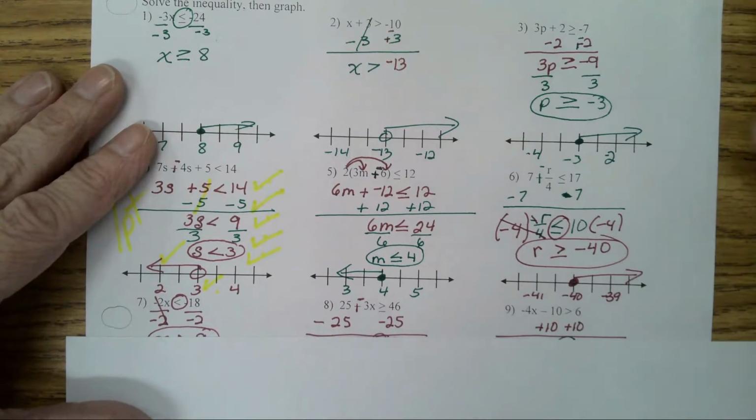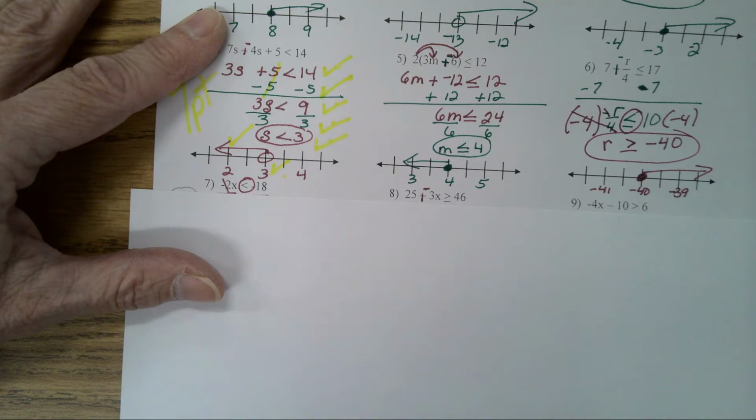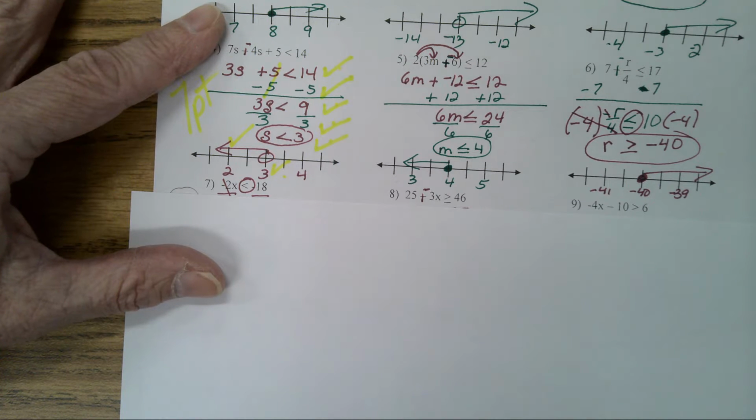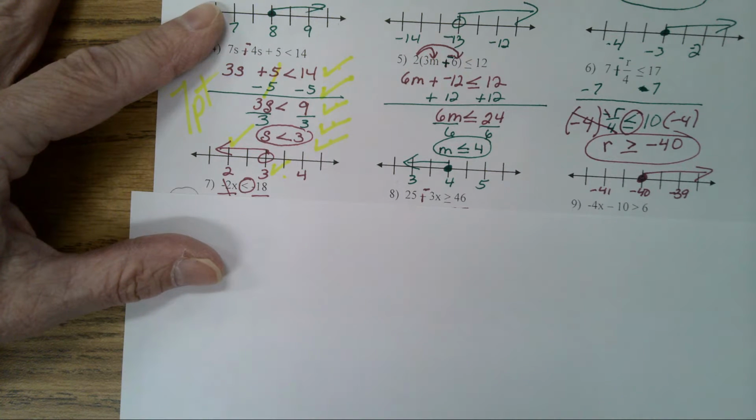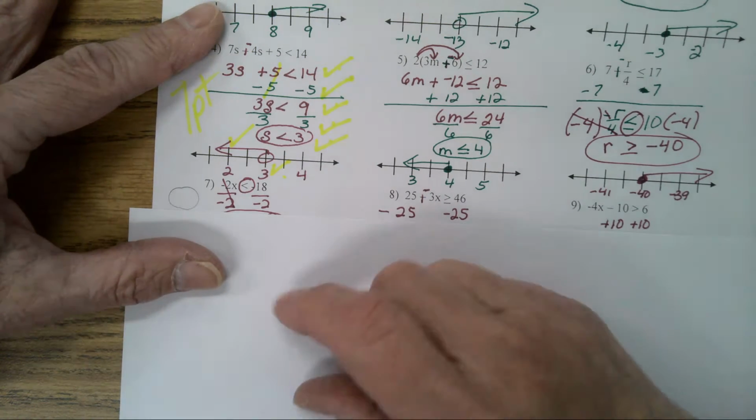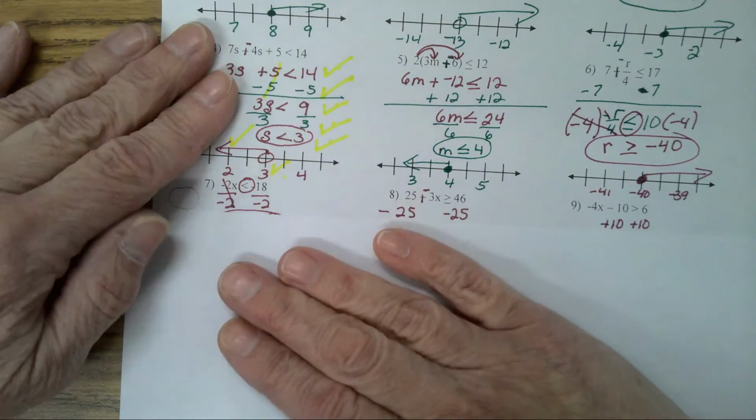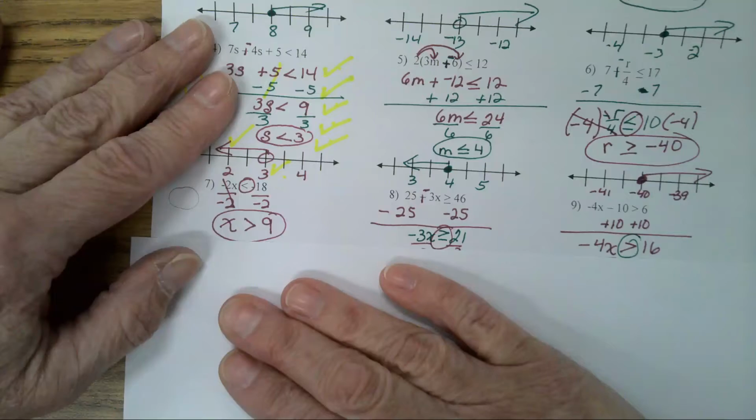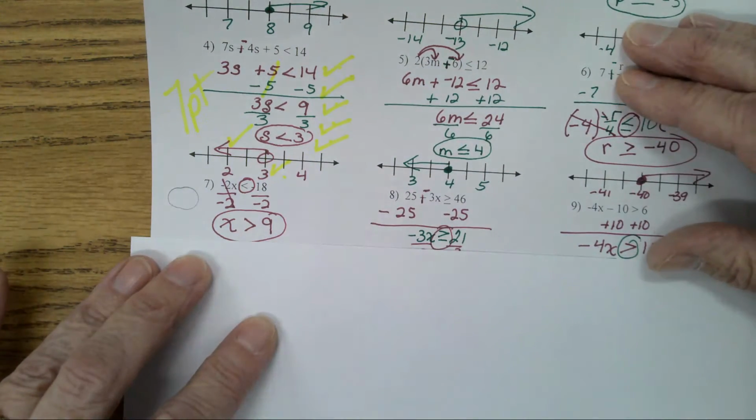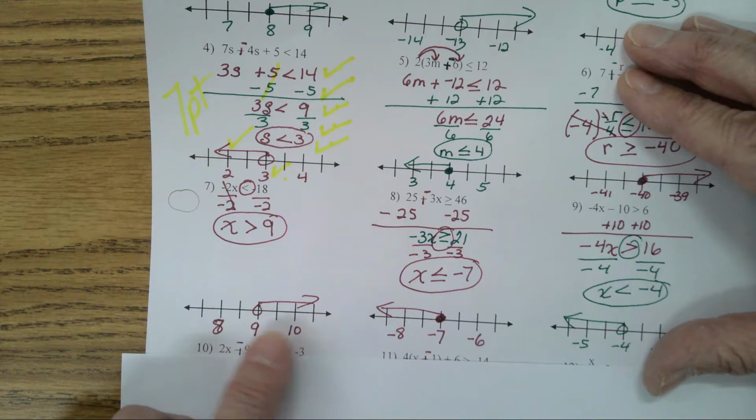Are we ready for number 7? In number 7, this is an easy one. To undo multiplying by a negative 2, you divide by drawing the bar. Don't use a division symbol with the dots. This is algebra. You divide with the bar, divide both sides by negative 2. Since we're dividing by a negative number, you flip your inequality sign. X is greater than a positive 9. Negative 18 divided by negative 2 is a positive 9. Any questions? And when you graph it, open circle going to the right.